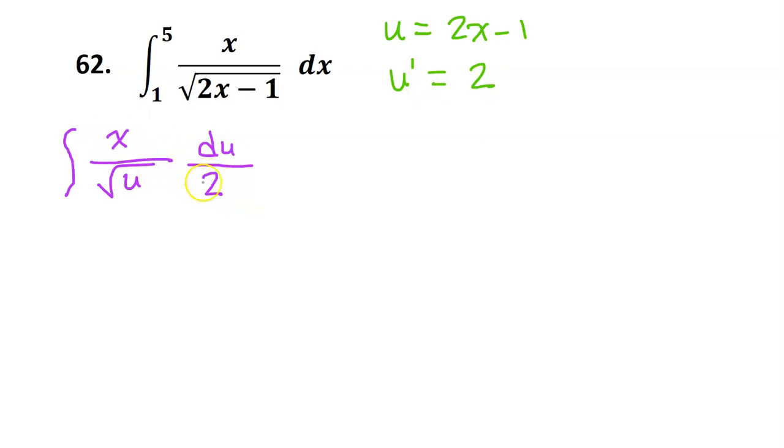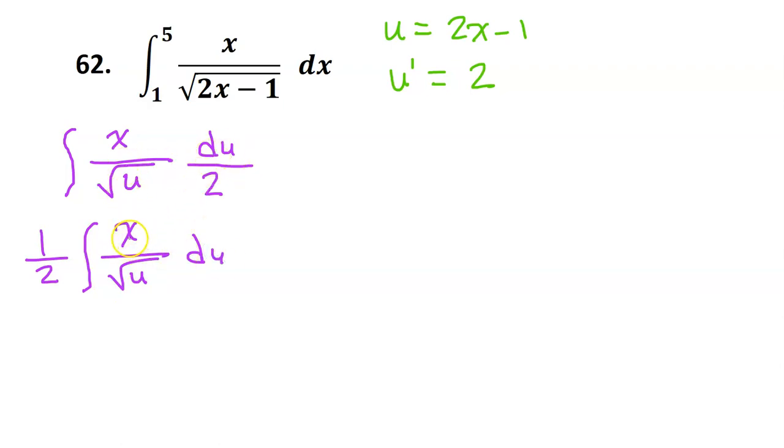All right, this is one of those problems where the x does not cancel out. So we're going to have to deal with that. Let me go ahead and bring this 2 out to the front as a 1/2. So I have 1/2 integral of x over the square root of u du.